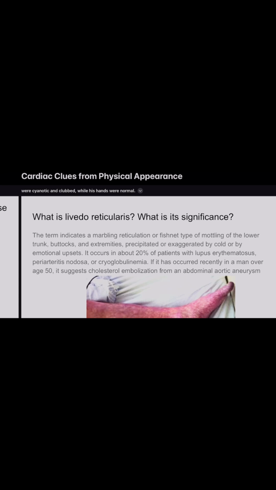What is livedo reticularis? What is its significance? The term indicates marbling, reticulation or fishnet type of mottling of the lower trunk, buttocks and extremities, precipitated or exacerbated by cold or emotional upsets. It occurs in about 20% of patients with lupus erythematosus, polyarteritis nodosa or cryoglobulinemia. If it has occurred recently in a man over 50 years of age, it suggests cholesterol embolization from an abdominal aortic aneurysm.